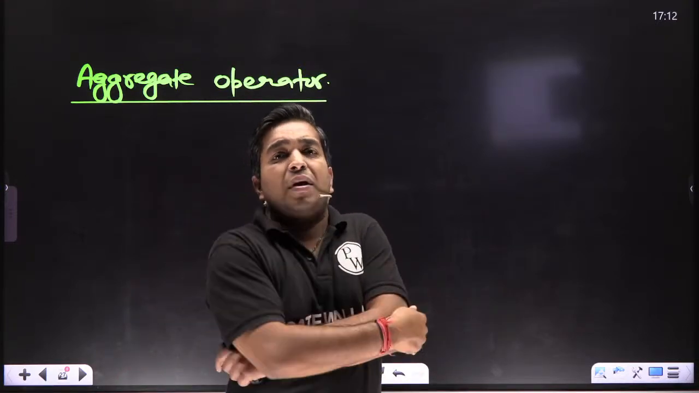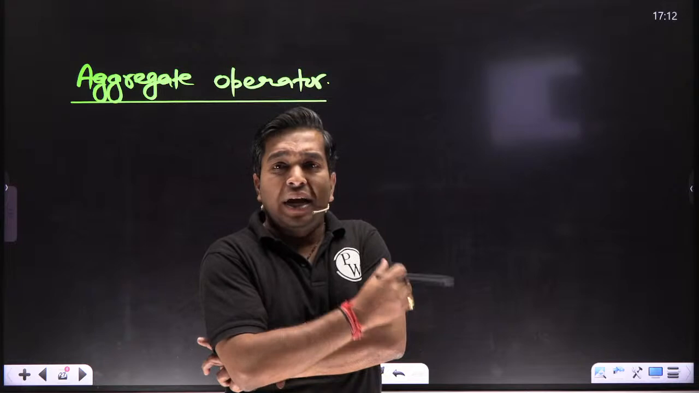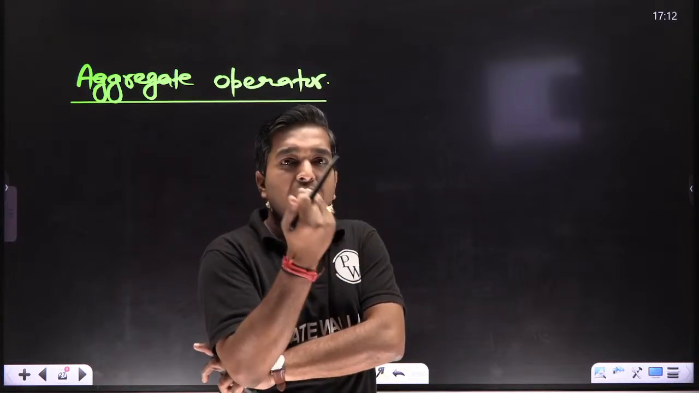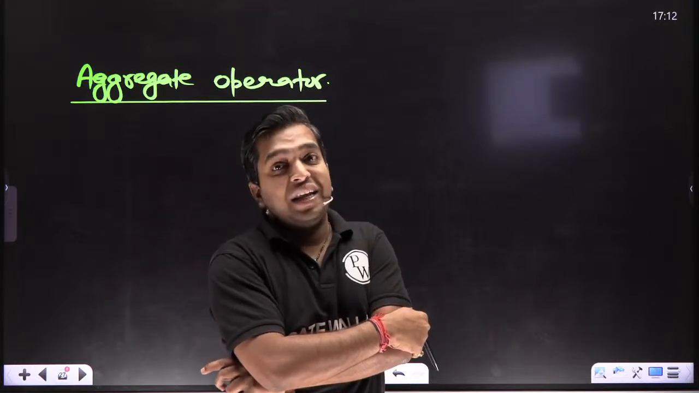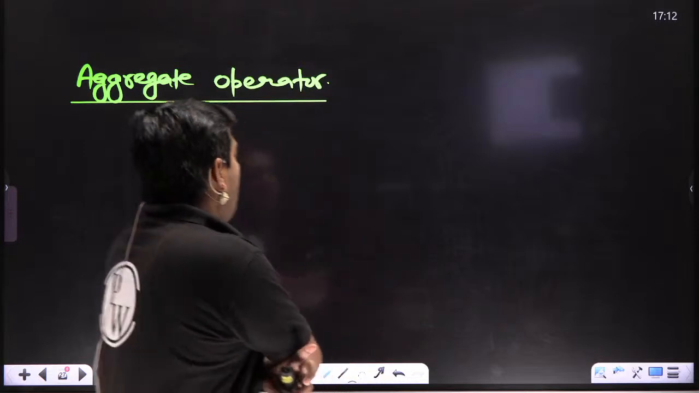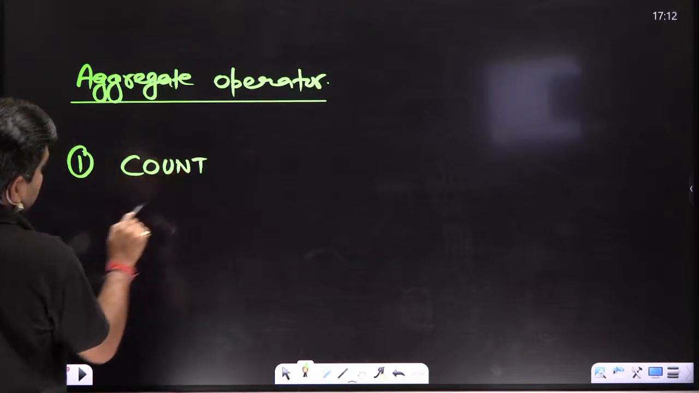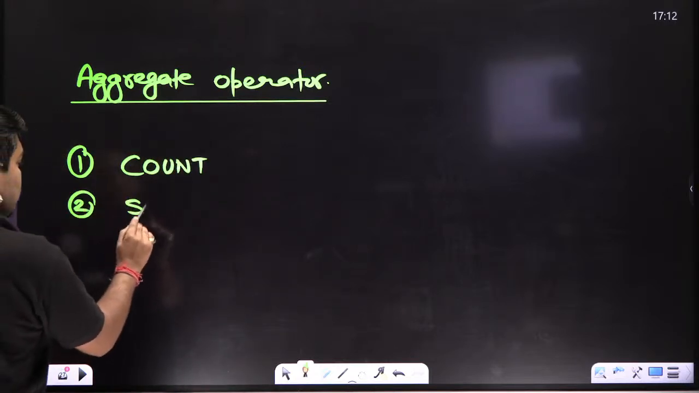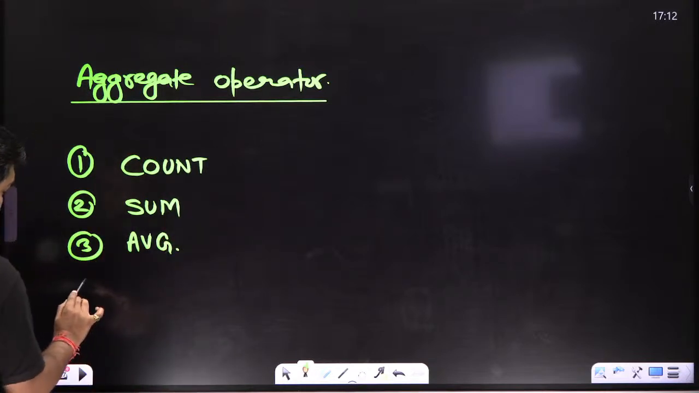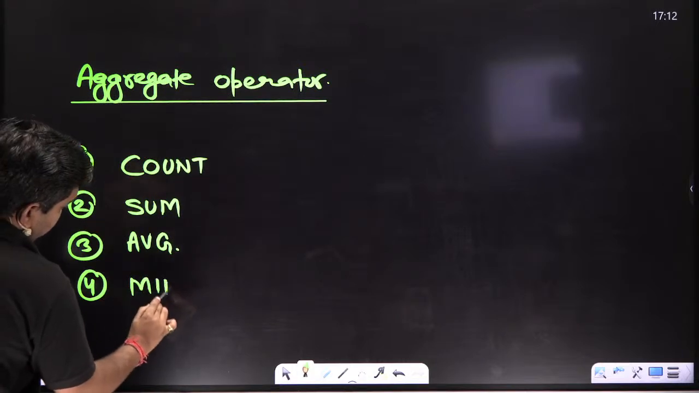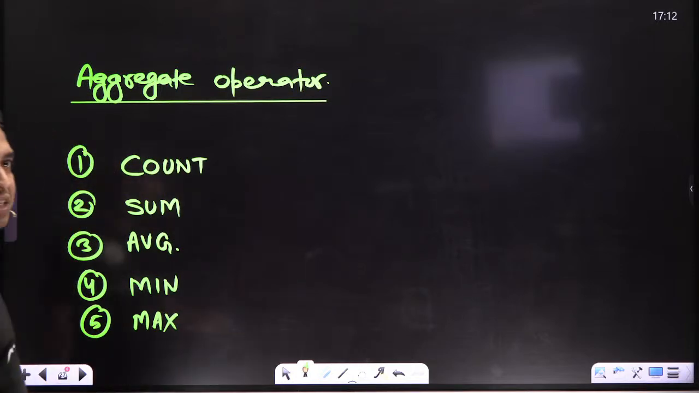In relational algebra, we don't find the direct sum, average, min, max, right? You have to write queries for a minimum, for a maximum. But in SQL, we have the facility of aggregate operators. How many aggregate operators do we have? We have 5 aggregate operators: count, sum, average, minimum and maximum. We have this feature.